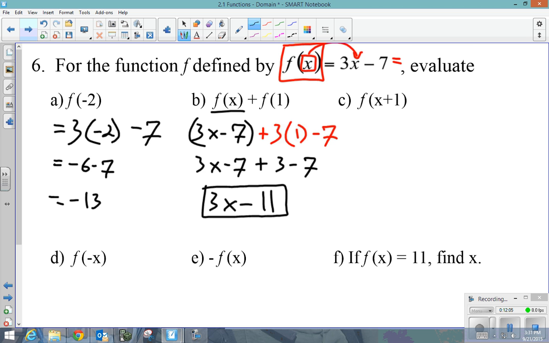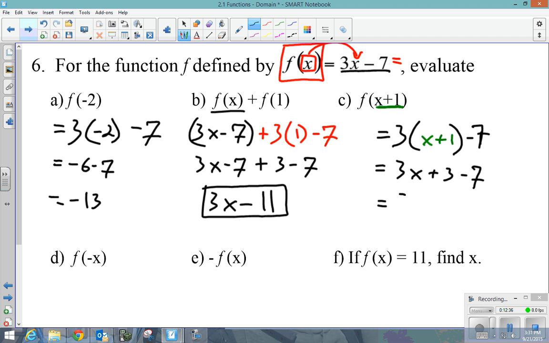Okay. So again, whatever's inside these parentheses, so now I have a larger expression, x plus 1, I just substituted it in again. So I do 3, now where my x was, I put x plus 1, and minus 7 here. Again, it's just coming from my function. And now I simplify it. I get 3x plus 3 minus 7, which simplifies to 3x minus 4.